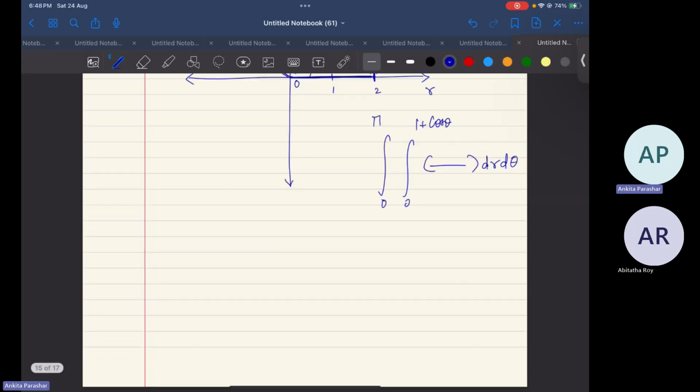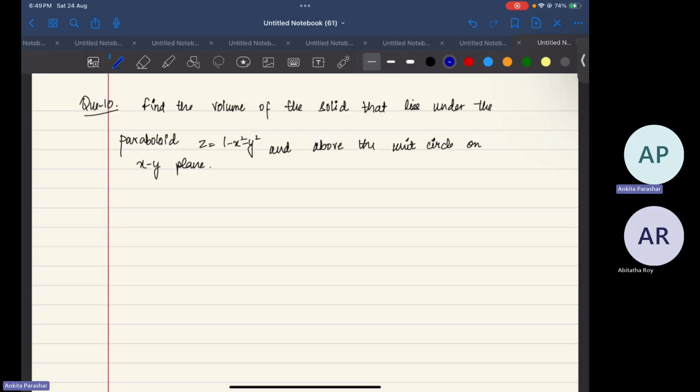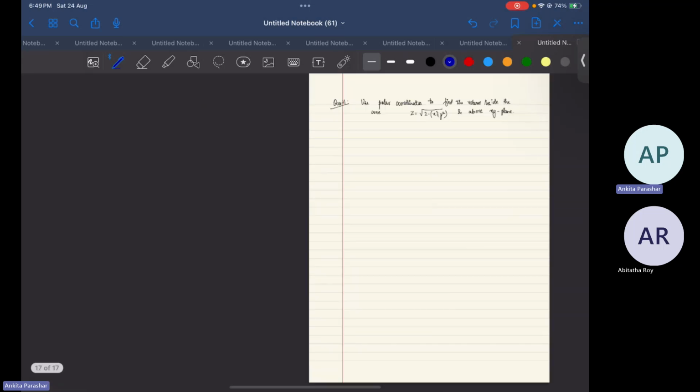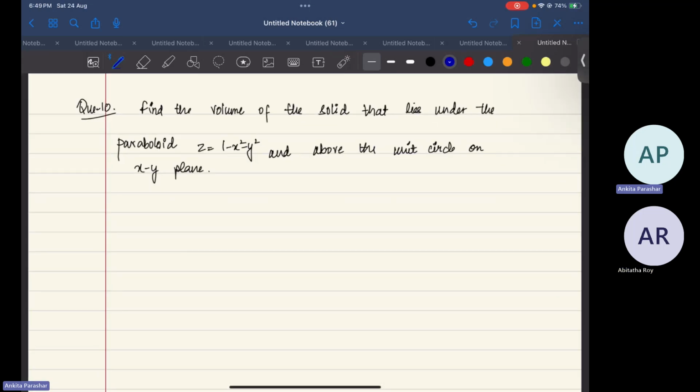I am just leaving this computation. The answer will come out to be 8 by 5. You can check later. This is okay, right? How to draw the graph and how to see it. Okay, all right, so far so good. Volume of the solid. How many questions are remaining? Let me just see. I think two more. Let's just find the limits and then we will simply leave it.